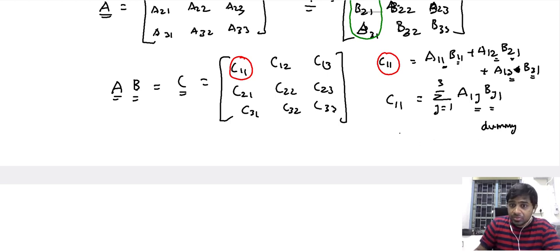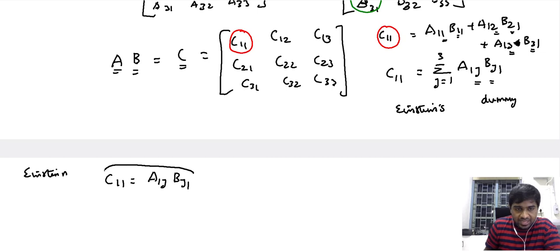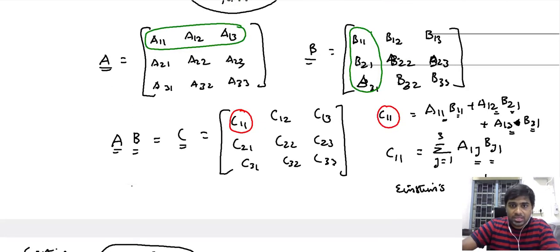And now by introducing Einstein's summation convention, C11 can be expressed as A1j Bj1. So by including Einstein's convention, we are able to express the first element of the matrix as A1j and Bj1; that is, we have introduced two dummy indices. Now we have identified the first element of the product matrix, and it has been expressed using Einstein's convention. Now let us move on to C12.